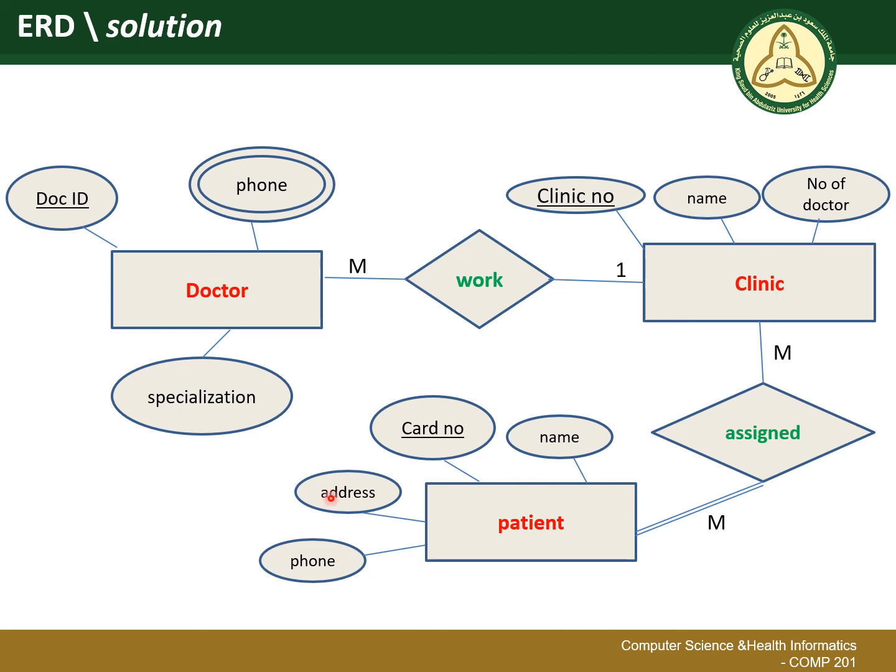Then we have the relationships between the patient and the clinic. Each patient will be assigned to one or more clinics, to many clinics. So all the patients will be assigned to clinics. So this is a total participation.